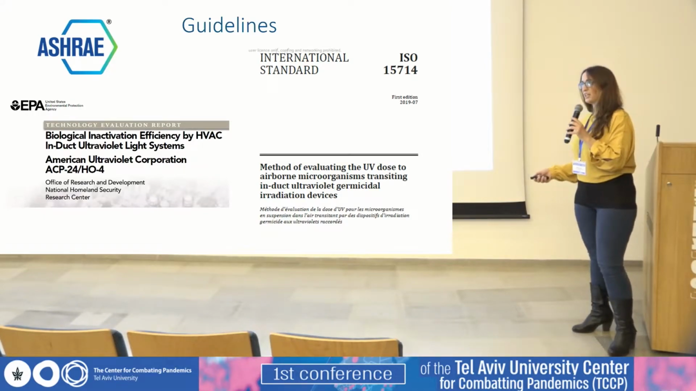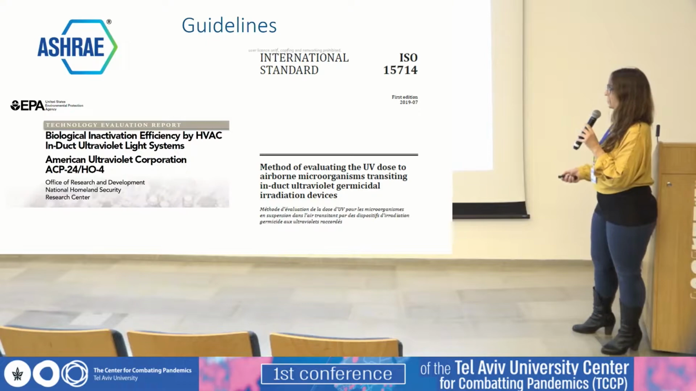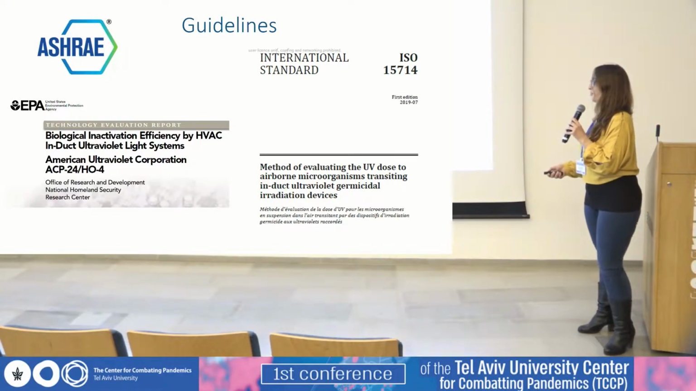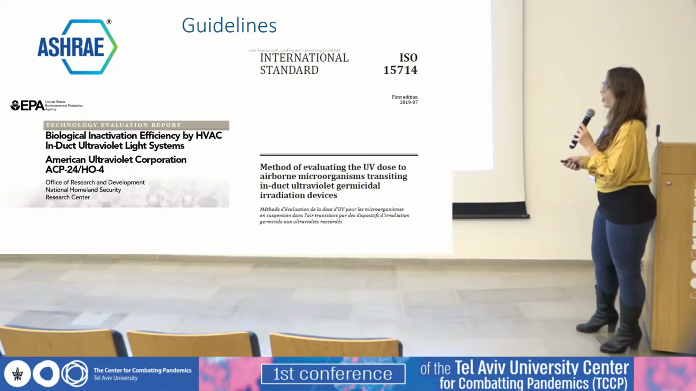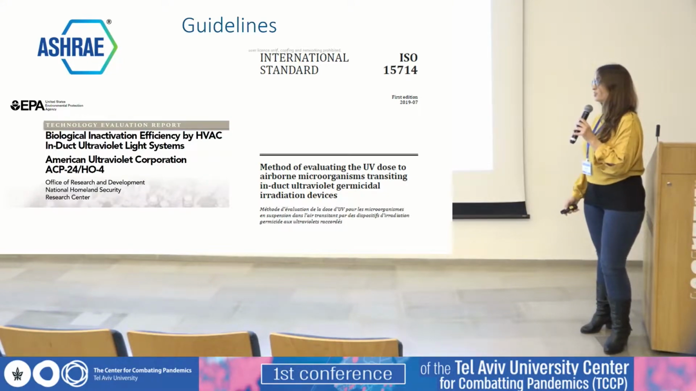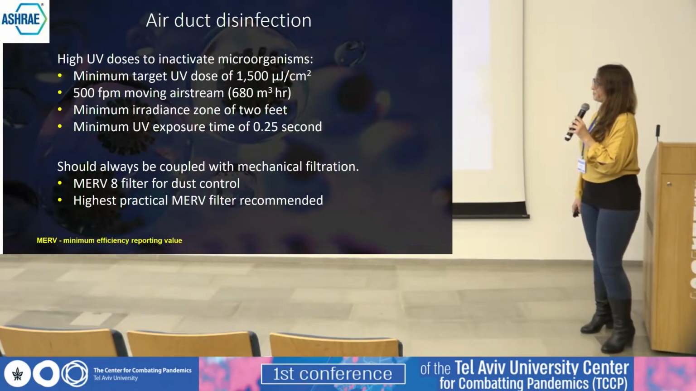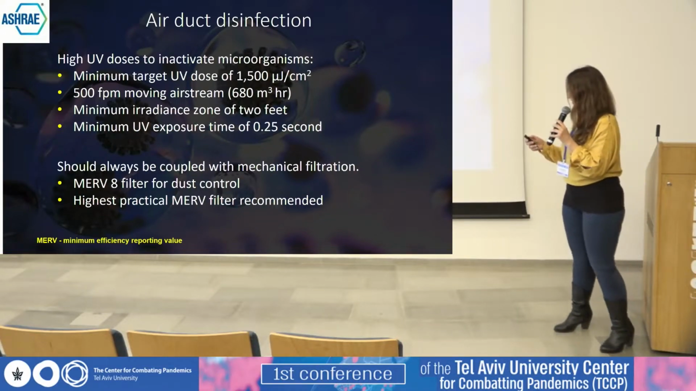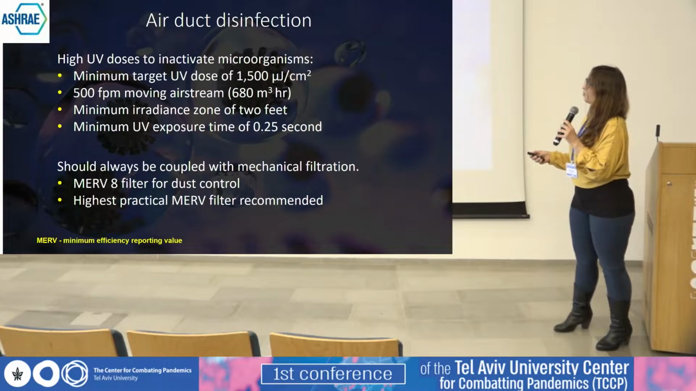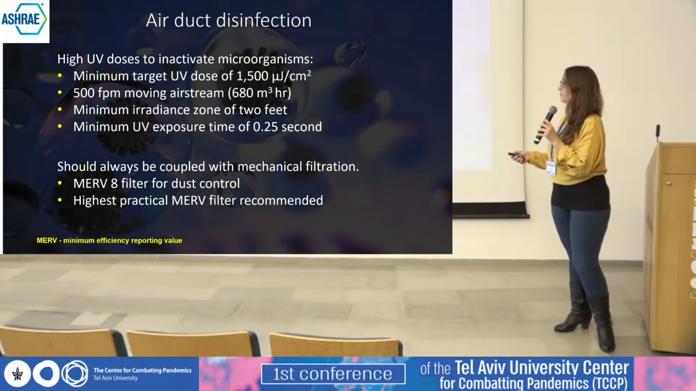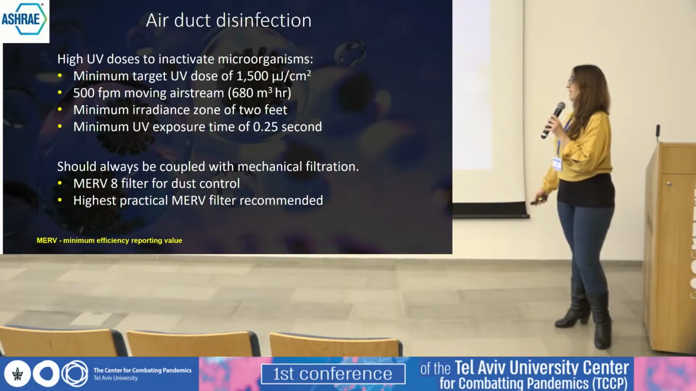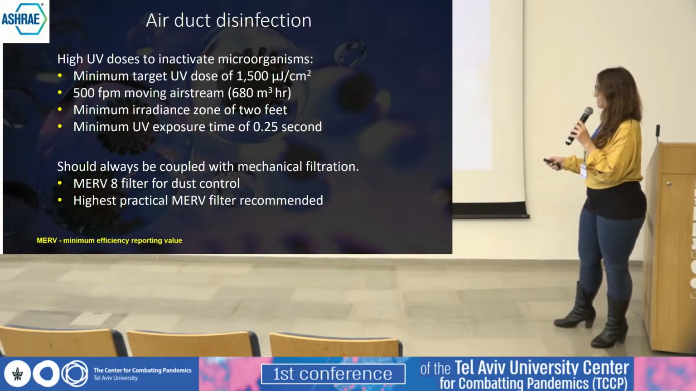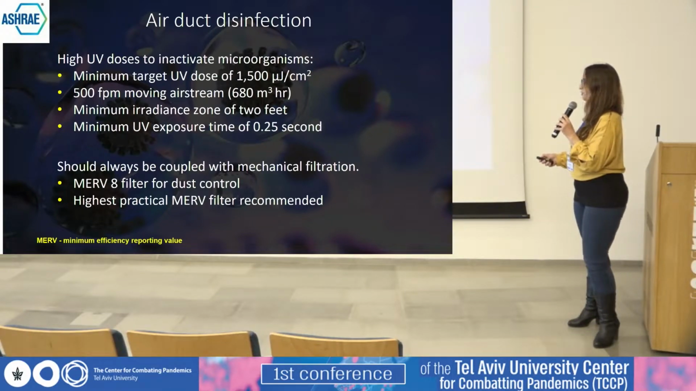Now, the guidelines for adding UV in ventilation systems or in ducts can be found from the EPA, which is the Environmental Protection Agency, or even the ISO standards. So there are ways to evaluate the UV dose in these systems. We need to target a certain minimum dose. So this is one of the key parameters. We need to have a minimum airflow, and we need to have a minimum irradiance over a certain area, and we also need a minimum exposure time of 0.25 seconds. And UV should always be coupled with mechanical filtration.